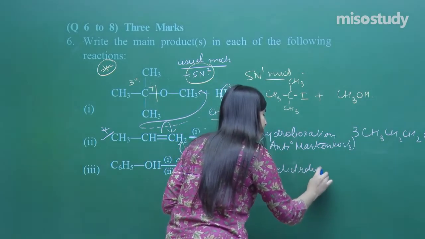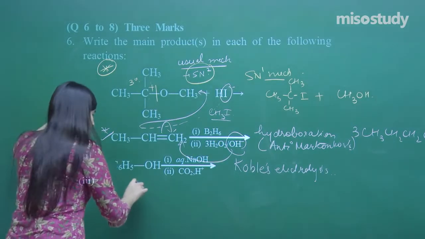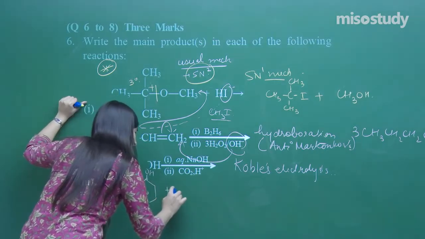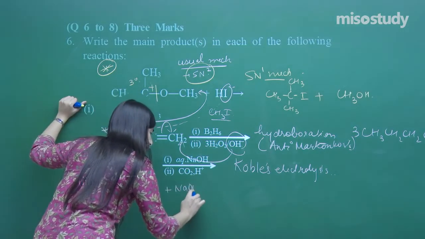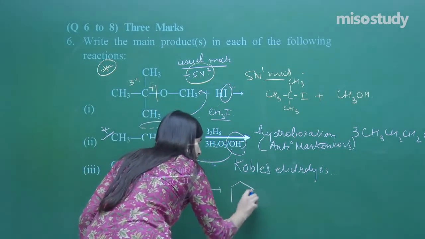And what will happen in this reaction is, first step, if I have phenol, try to react it with NaOH. Have you tried this out? So it will be ONa, sodium phenoxide formed.